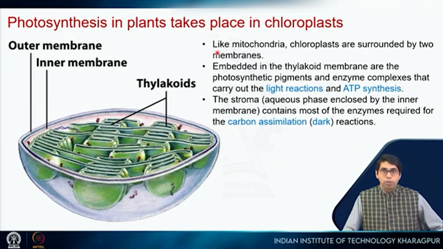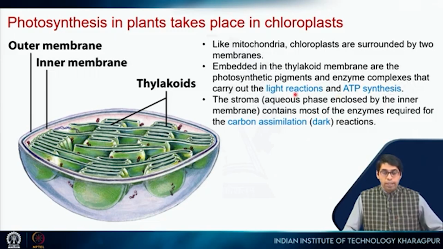We have already seen mitochondria. Like mitochondria, chloroplasts are surrounded by two membranes, and you can sort of see them here, right. There is an outer membrane and an inner membrane, and within the inner membrane we have structures called thylakoids. Embedded in the thylakoid membrane are the photosynthetic pigments and enzyme complexes that carry out the light reactions and ATP synthesis, right. We are going to see both.